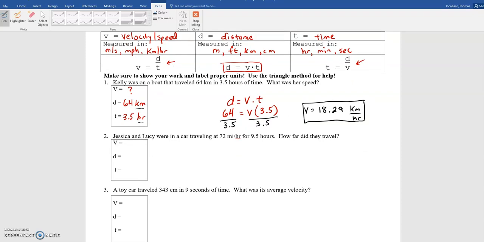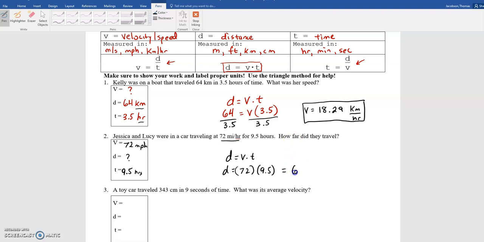Next one. Jessica and Lucy are driving in their car at 72 miles per hour for 9.5 hours. How far did they go? So their velocity is the miles per hour. 72, I'll put mph. The time is 9.5 hours, and I don't know how far they went. So again, I'll write out my equation. And what's good about this one is that I don't have to rearrange anything or divide. I can just put in my velocity of 72 and my time of 9.5.